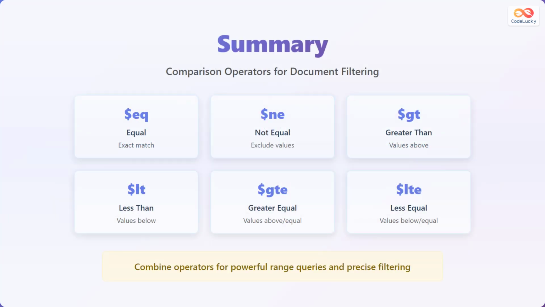Let's quickly summarize what we've learned. The $eq operator performs an exact match. The $ne operator excludes specified values. The $gt and $lt operators select values above and below a given value, respectively. The $gte and $lte operators select values above or equal to, and below or equal to, a given value, respectively. You can combine these operators for powerful range queries and precise filtering.